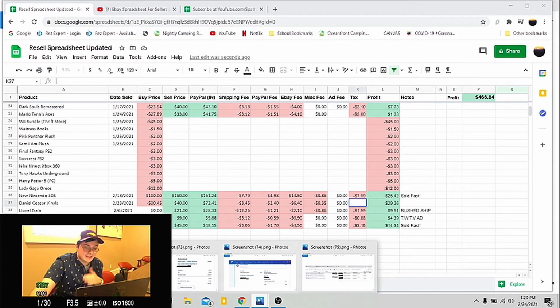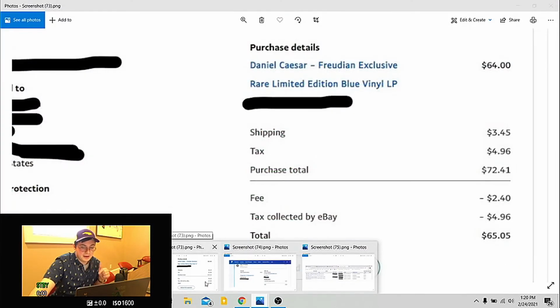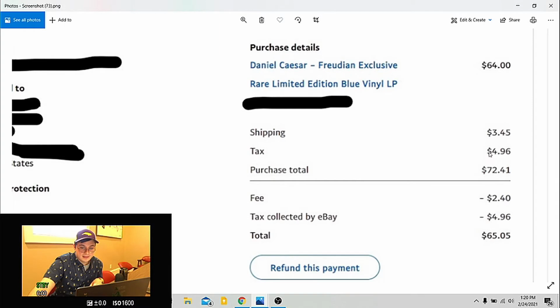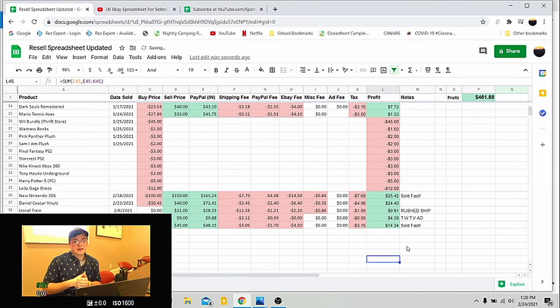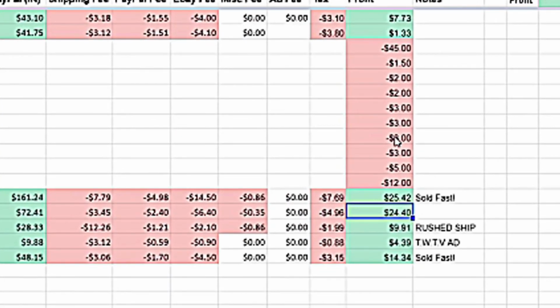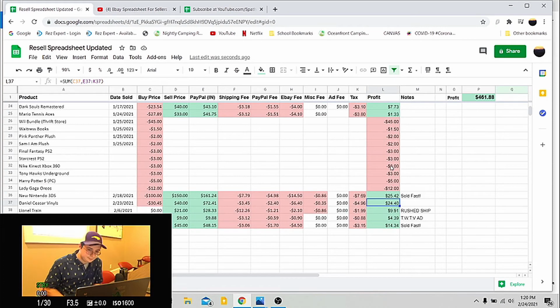To find your taxes, that'll actually be back on your PayPal invoice. So here we can see the tax on their purchase was $4.96, and it was collected by eBay. So we'll take that out as well, negative 4.96. Boom. So after our purchase, after all these fees and what we sold it for, we profited $24.40 off of that final, which in my opinion is pretty good.